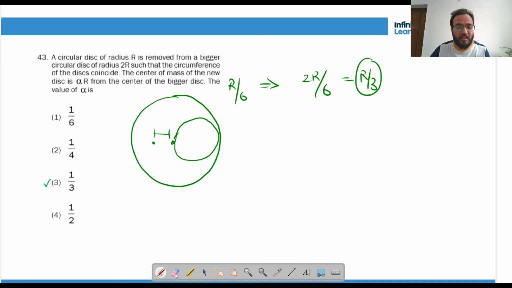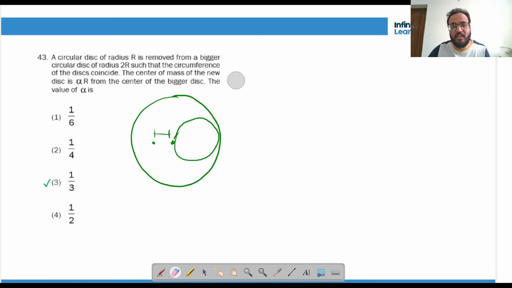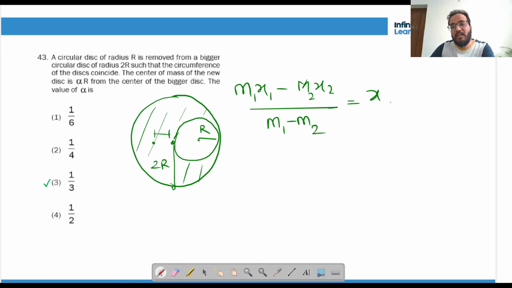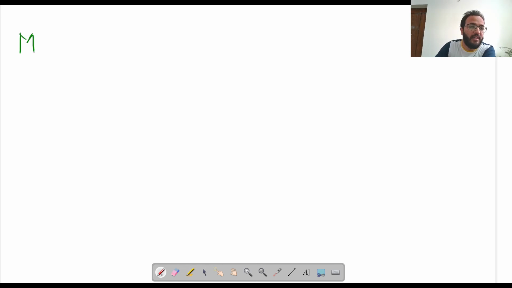Anyways, this is the shortcut, but if you want to do it with proper methodology, you have to do it like this. This total length is 2r and the removed radius is r. Now, m1 x1 minus m2 x2 upon m1 minus m2 is the center of mass of the remaining portion, right? Now for the bigger disk, let's say the mass of the bigger disk is capital M. So m1 is equal to capital M.